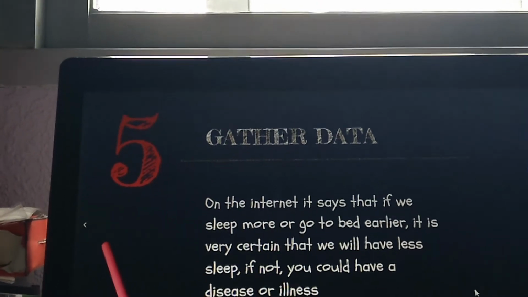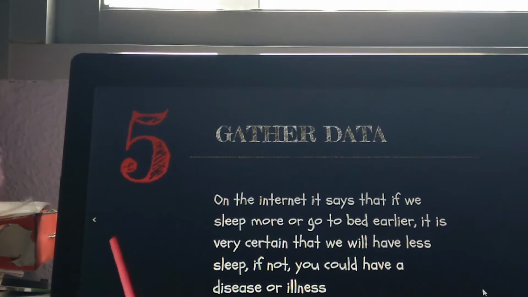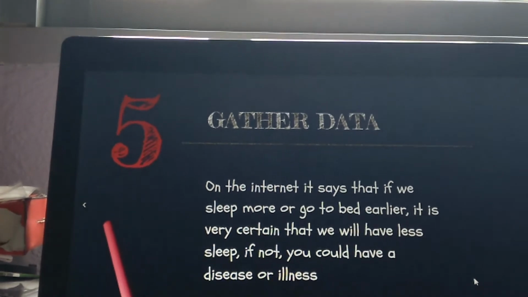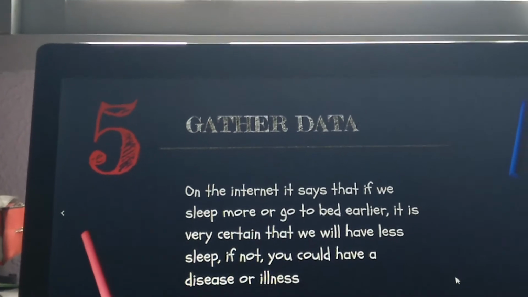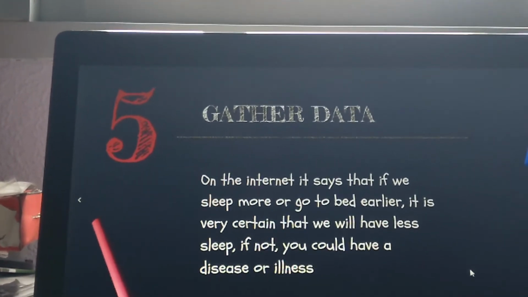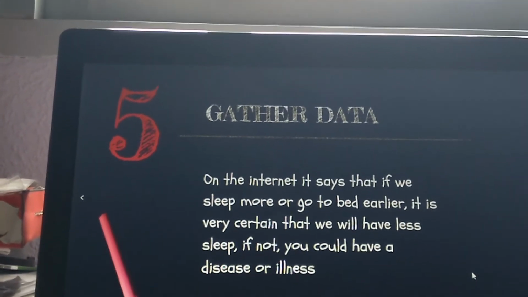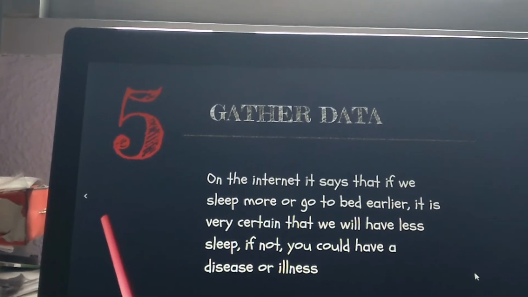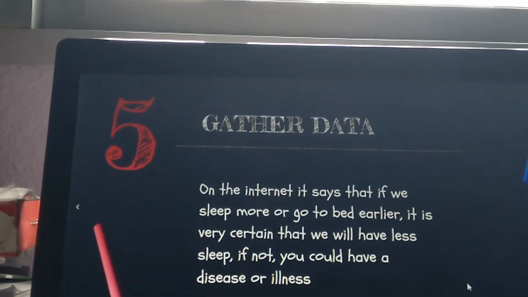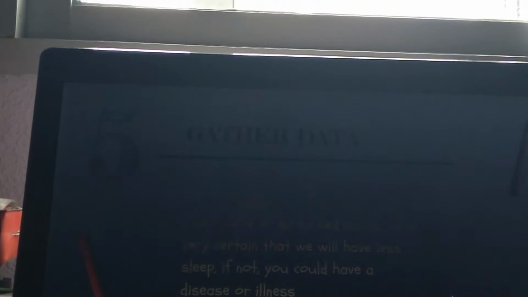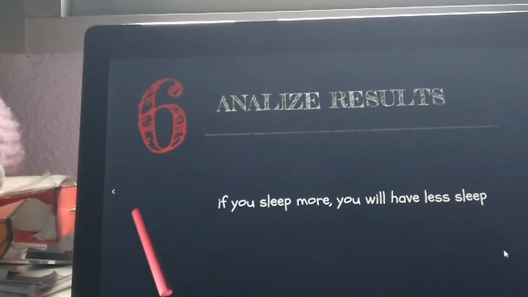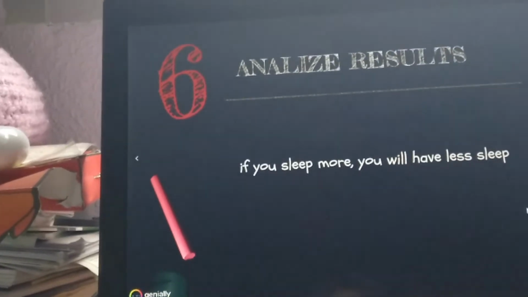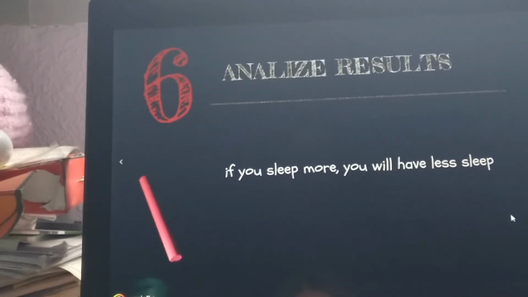In fifth position, you have to gather data. On the internet, it says that if we sleep more or go to bed early, it is very certain that we will have less sleep. If not, you will have a disease or an illness. Sixth, analyze results. For example, if you sleep more, you will have less sleep.